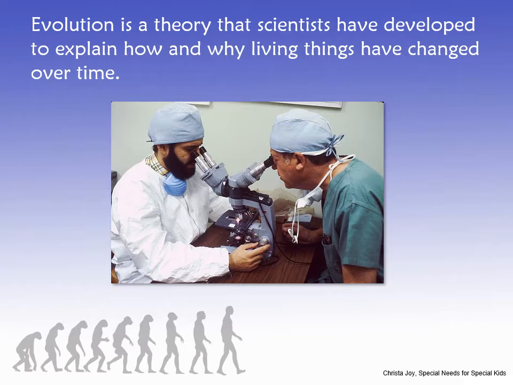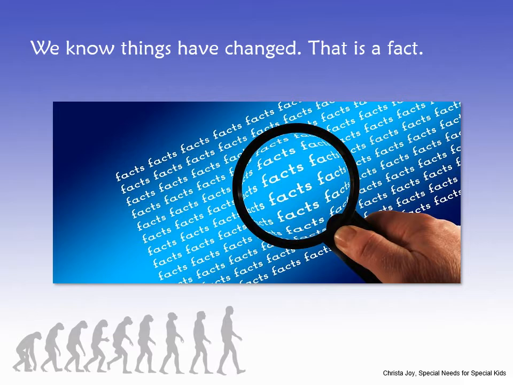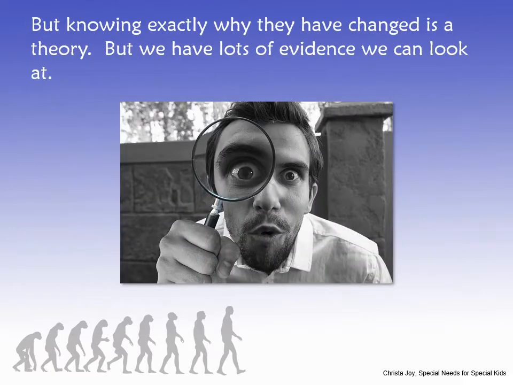Evolution is a theory that scientists have developed to explain how and why living things have changed over time. We know things have changed. That is a fact. But knowing exactly why they have changed is a theory. But we have lots of evidence we can look at.